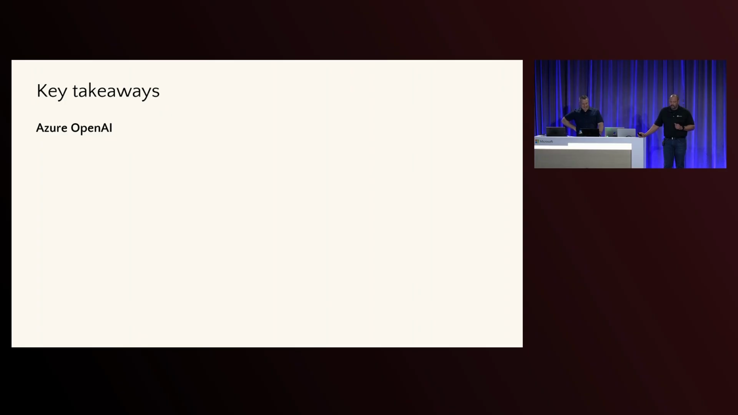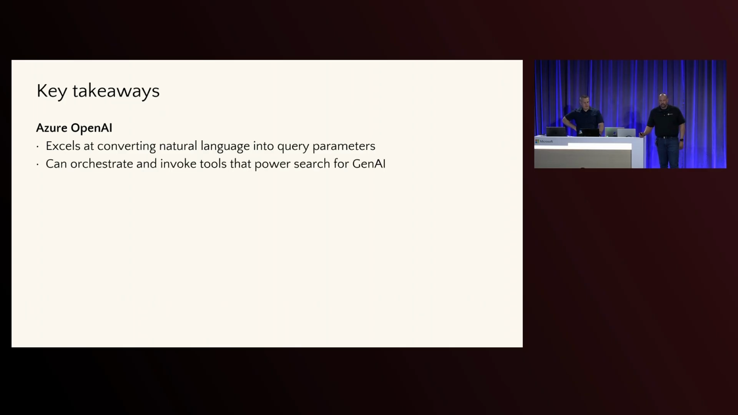But key takeaways outside of that are: Azure OpenAI is really good at taking natural language and converting it into query parameters. That's one of the key elements to this pattern. The second is that when you wrap the things that the large language model needs to do in tools using Semantic Kernel, you can really expand the scope of what you do, adding capabilities like a specific map search before you invoke a search for the back-end data.